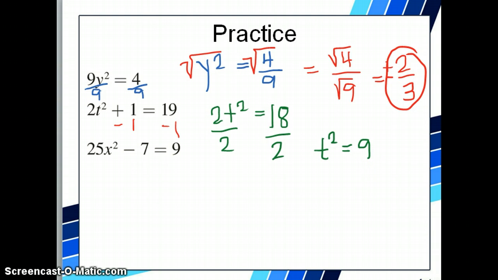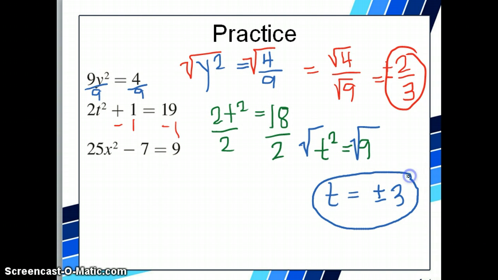Take the square root of both of them. Again, we're just trying to get that variable all by itself. So I get t equals, use that symbol, positive or negative, 3. So again, the first way is just solving these equations, just like we've seen in equations step by step.